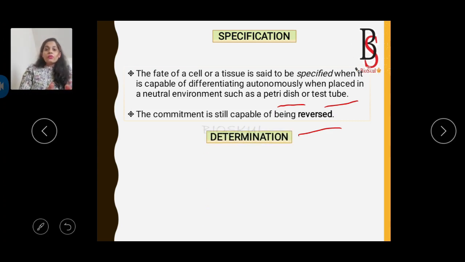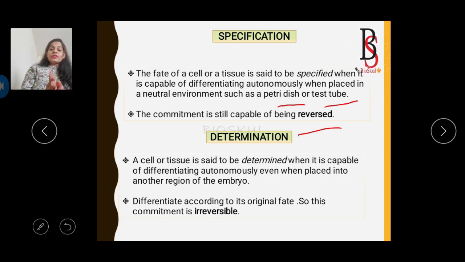Okay. So now, what is determination? A cell or tissue is said to be determined when it is capable of differentiating autonomously when placed into another region of the embryo. Here the commitment is fixed. If a cell is determined to become a particular cell type, then it will definitely form that cell type whatever the condition may be. So this type of commitment is irreversible.